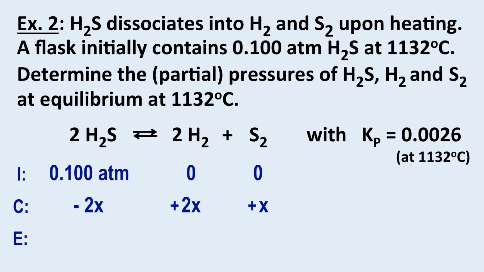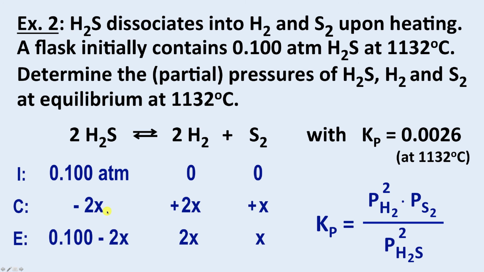Well, at equilibrium, so our next row is the equilibrium row, we're going to have 0 plus x is, of course, x, 0 plus 2x is 2x, and 0.1 minus 2x is 0.1 minus 2x. So those are the pressures of the respective substances or species when equilibrium is reached, and all of those are in terms of x. Now, how do we solve for x?